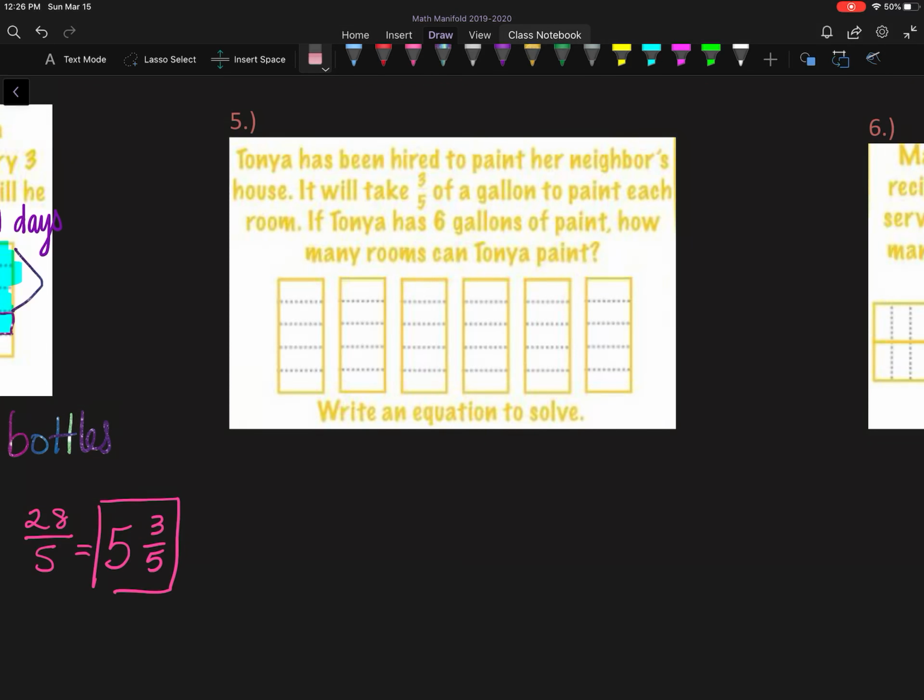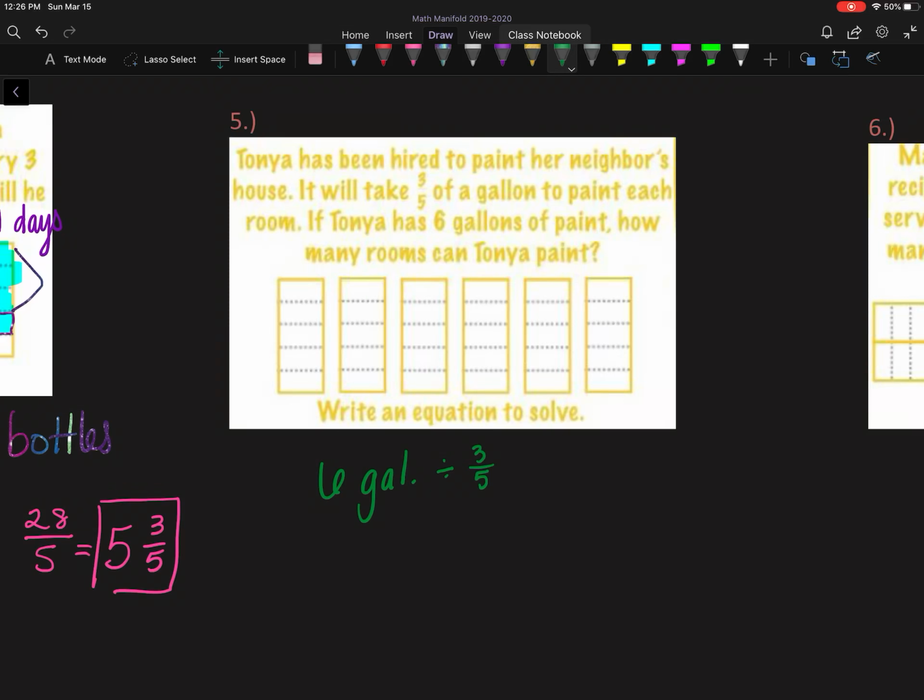So we know that Tanya has 6 gallons of paint, and that each room will take 3/5. So knowing this already, thinking about the information given to us, that a whole room does not even take an entire gallon, we're going to be able to get more rooms painted than there are gallons because we're only using part of a gallon per room.